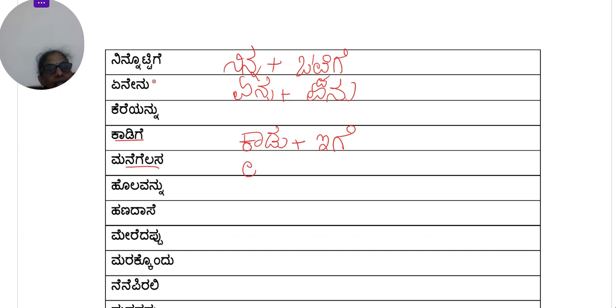Take this: Mane. When you split this, we will split it as Mane plus Kelasa. But the resulting word is Manegelasa. So this is Adesha Sandhi. Ka is replaced with Ga. Then, let us take this. Hola plus Annu. But when you are joining, it becomes Holavannu. So this is an Agama Sandhi. Okay. Hanadase. Hanada plus Ase. Hanadase.